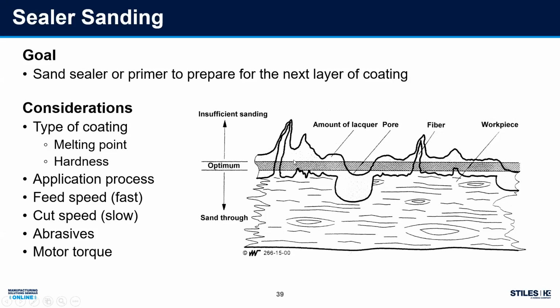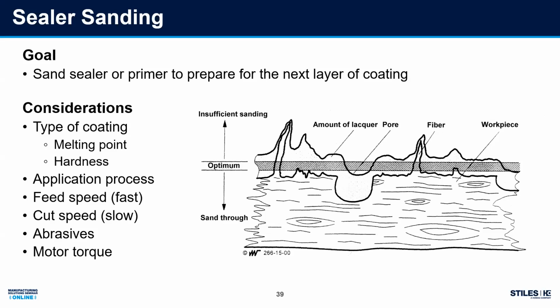And in the seal sanding process, we need to obviously level everything out for one. And this would be the optimum range. We want to level or flatten that surface out. And we want to make it smooth, as smooth as possible, and give it some mechanical adhesion. So the mechanical adhesion gives us something to bite onto with our next layer of coating.